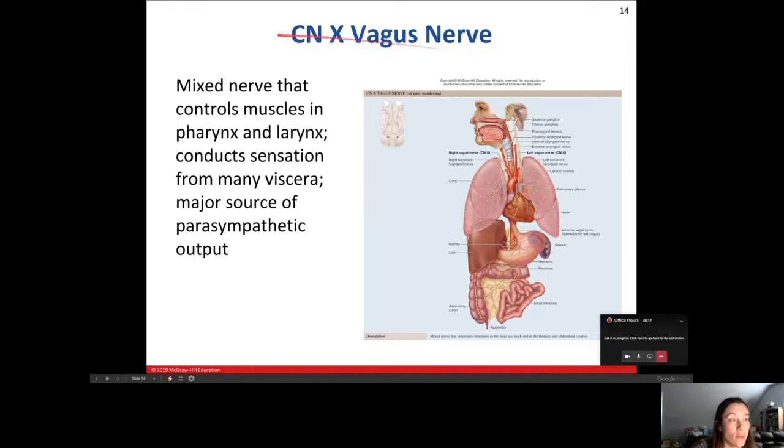Now the vagus nerve, this one's really big. So obviously, look, this is a bunch of stuff that the vagus nerve innervates. The vagus nerve is a mixed nerve. It's really big. It comes all the way down, and it's going to control like our thoracic and abdominal viscera, most of them. And it's going to be very important. It also controls some of the stuff in the larynx, and it's a major source of parasympathetic output.